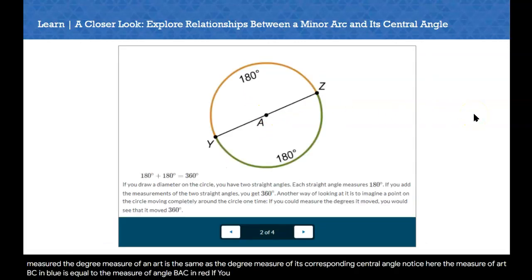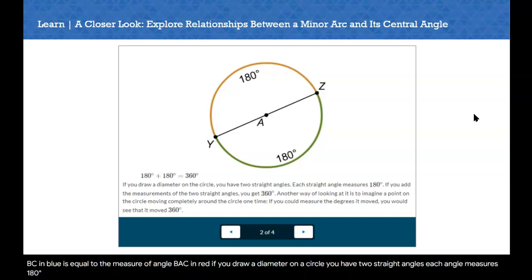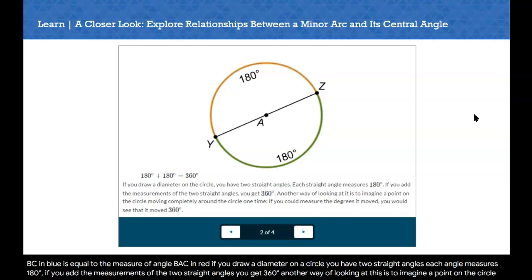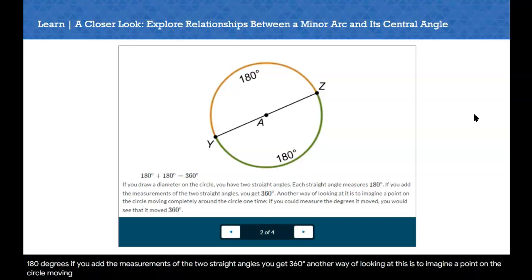If you draw a diameter on a circle, you have two straight angles. Each angle measures 180 degrees. If you add the measurements of the two straight angles, you get 360 degrees. Another way of looking at this is to imagine a point on the circle moving completely around the circle one time. If you could measure the degrees it moved, you would see that it moved 360 degrees.